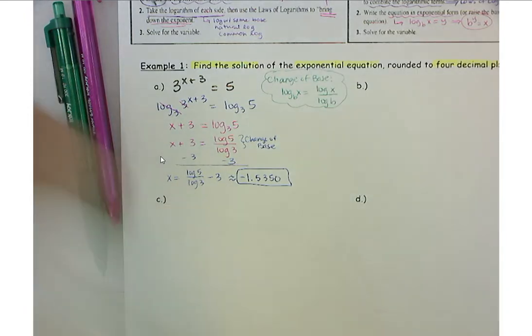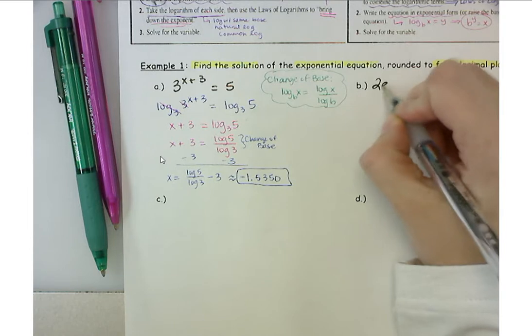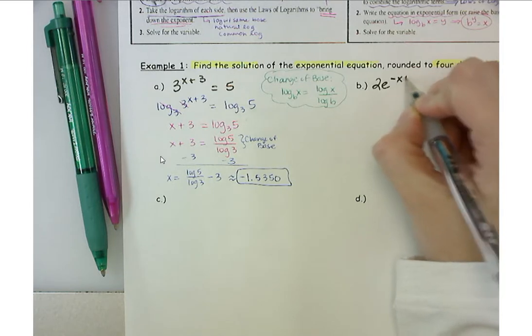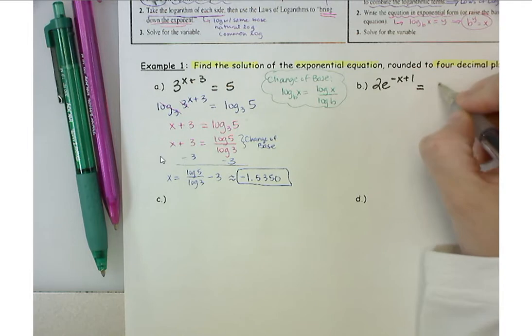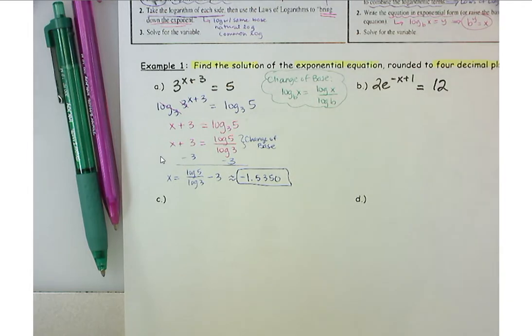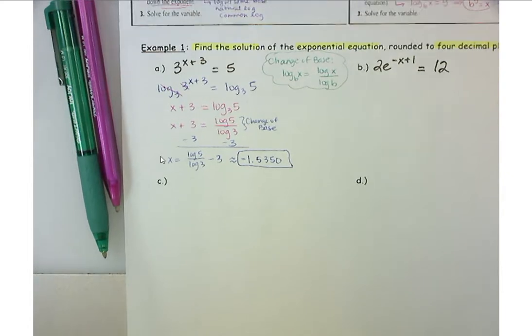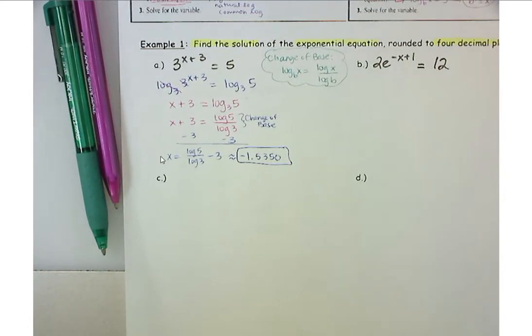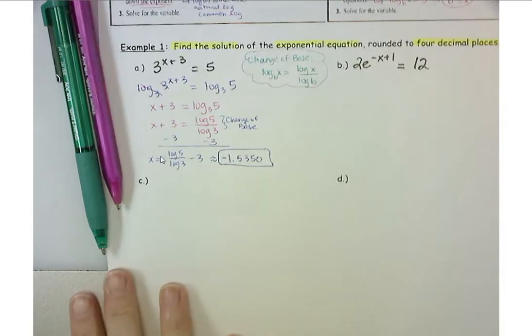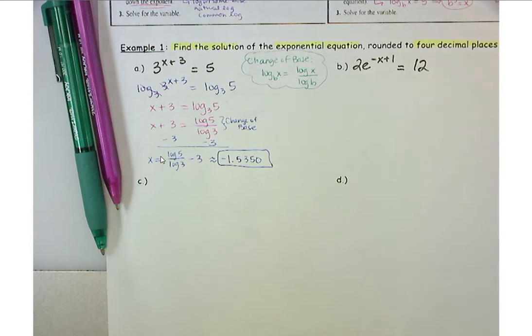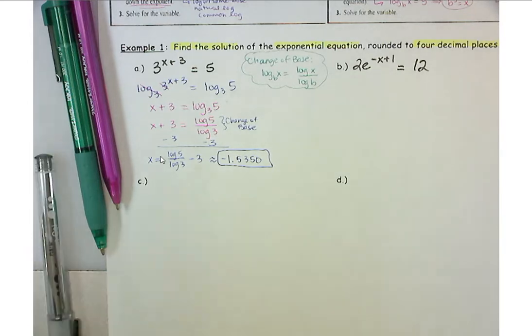All right, for B, we have 2e to the power of negative x plus 1, and that is equal to 12. So remember, it said we should isolate the exponential expression. Okay, so Hannah, what should I do first for this? So really, we want to get the exponential by itself, but what's in front of it?